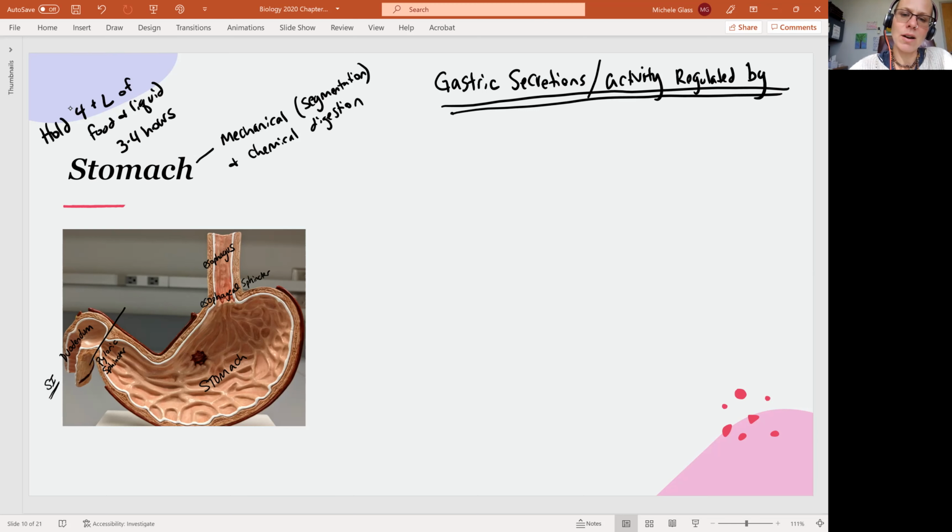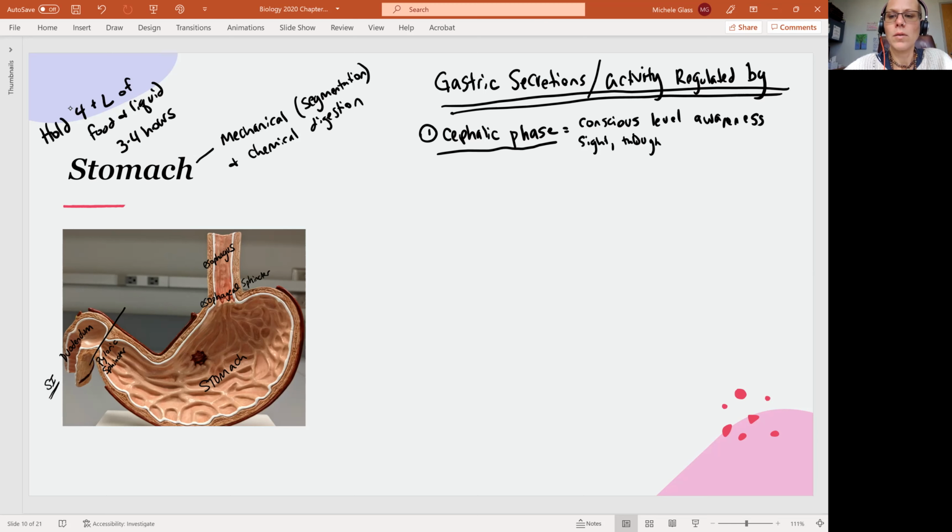So we've actually already talked about the very first part of this as the cephalic phase, where cephala is your head. So this is that conscious level, I'm going to say awareness of food. So here you can see it, you can think about it, you can smell it. So sight, thought, smell, taste.